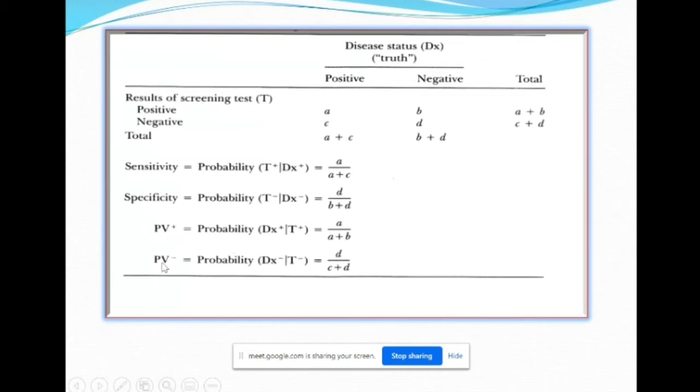While the predictive value of a negative test is the probability that the test is truly negative out of all screened negative by the screening test. And it is measured by dividing true negatives, that is cell D, out of C plus D, that are those who do not have the disease. So these are the important measures of validity of the screening test.